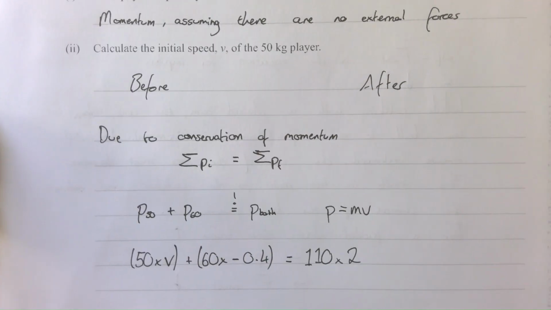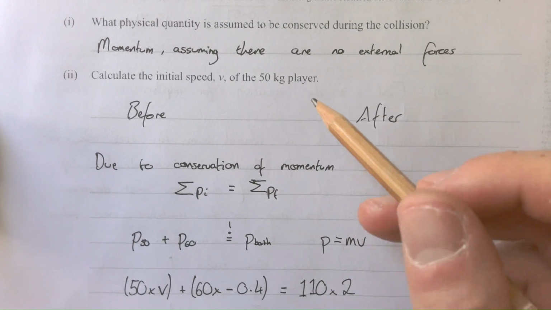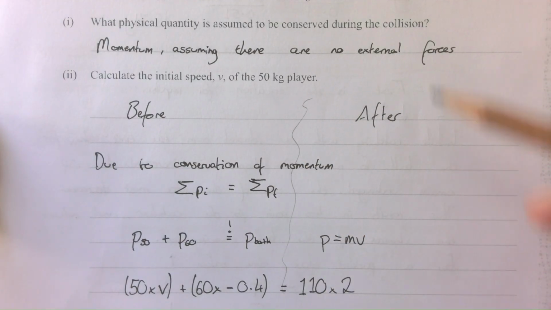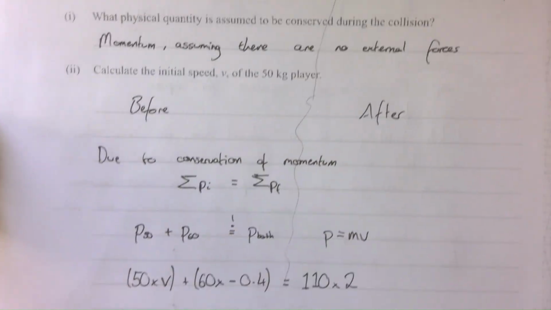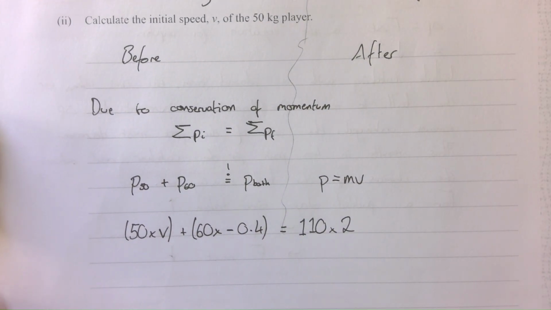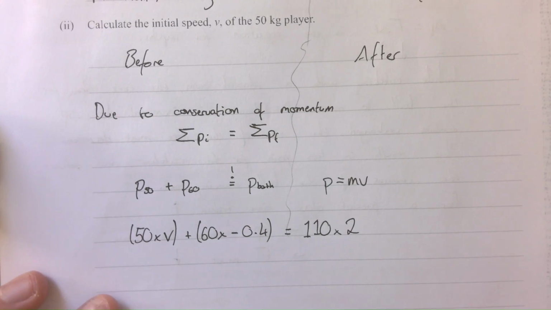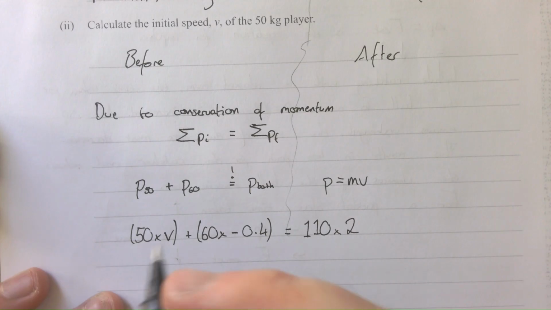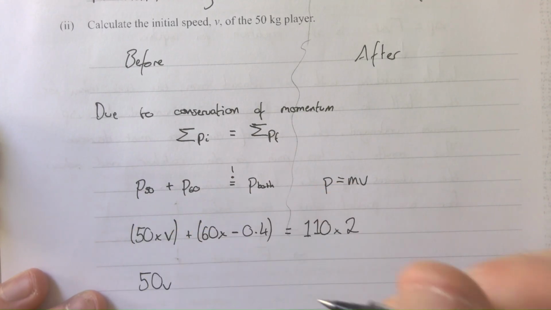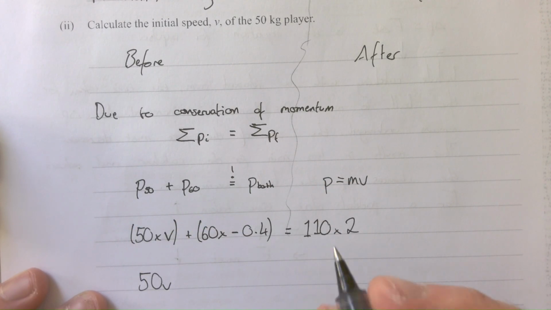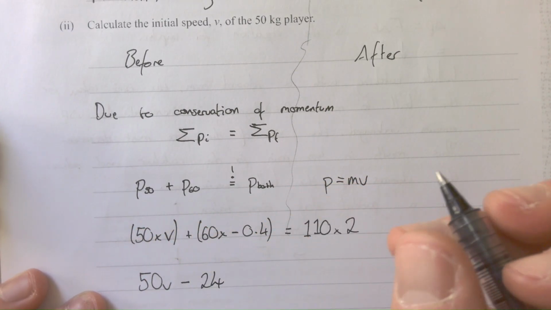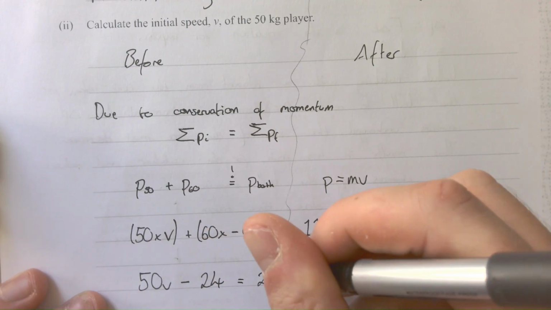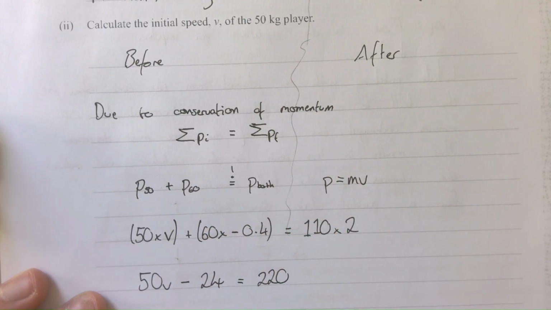So again, the way I'm going to lay this out is that I've got this really clear distinction following from the diagram down, that I've got 2 separate things that I'm going to make add up to each other. So yeah, you may not want to do it like that, but I'm going to. I'm just going to go through and simplify these terms. 50v, 0.4 times 60 is 24, minus 24 is equal to 220.